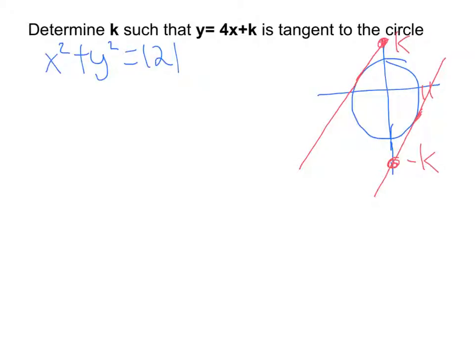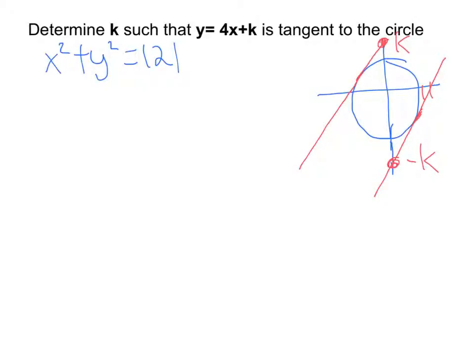Because if k is bigger, if it's up here, then it won't intersect at all. And if k is, say, down here, below that point, it's going to intersect twice. So we want to create a tangent that just touches it once. The slope is fixed at 4, and the radius is fixed at 11, because it's x squared plus y squared is 121. So let's start working through this.